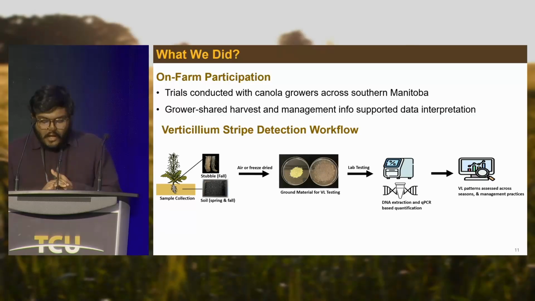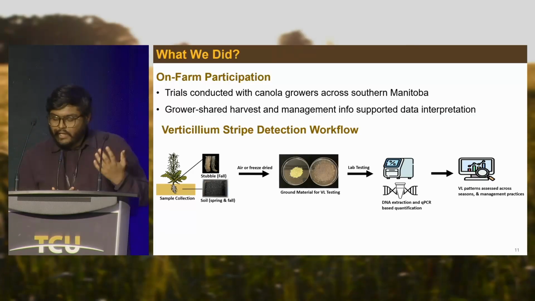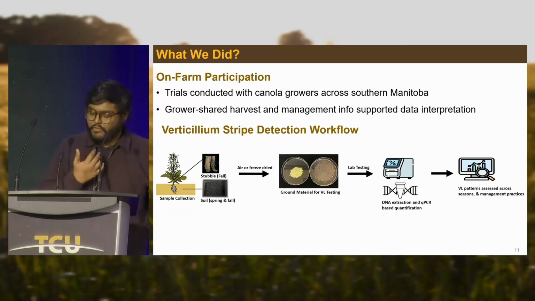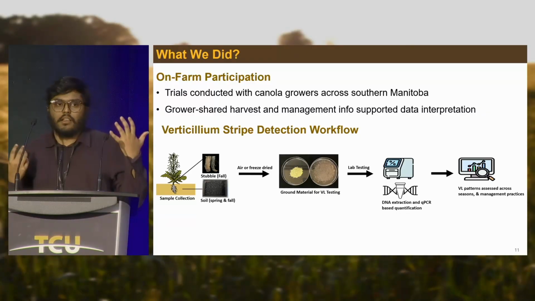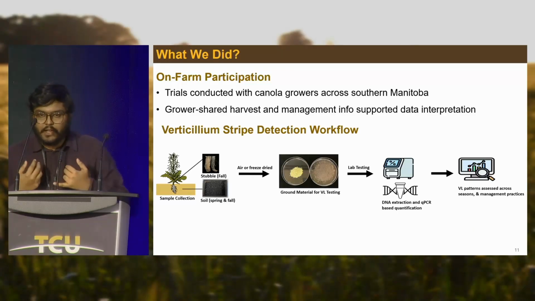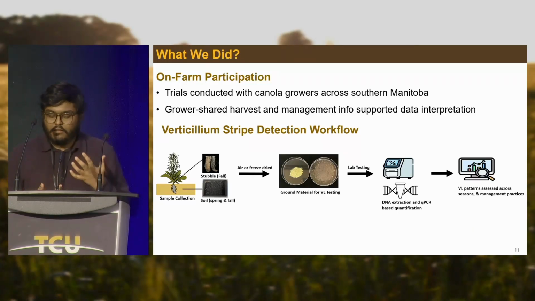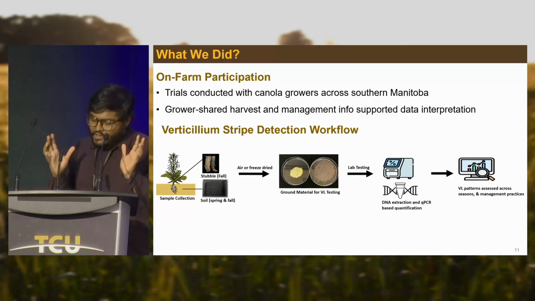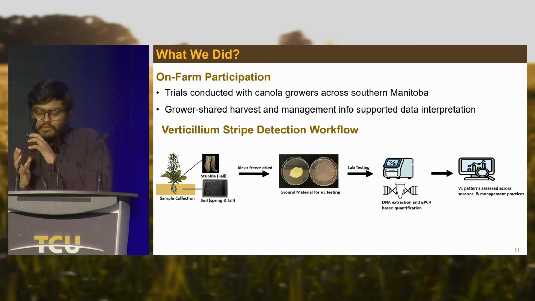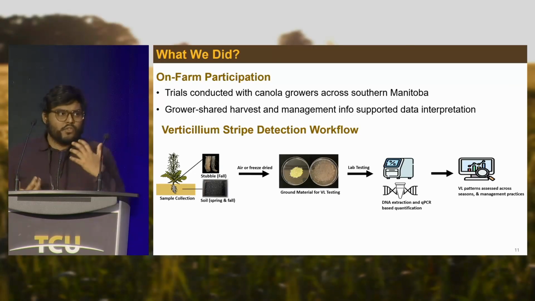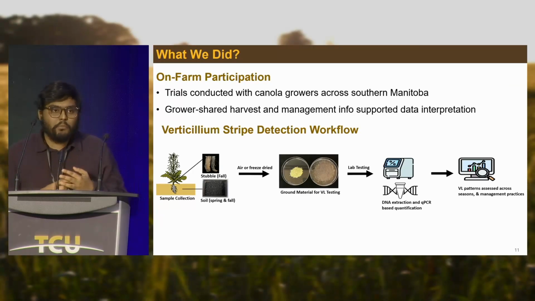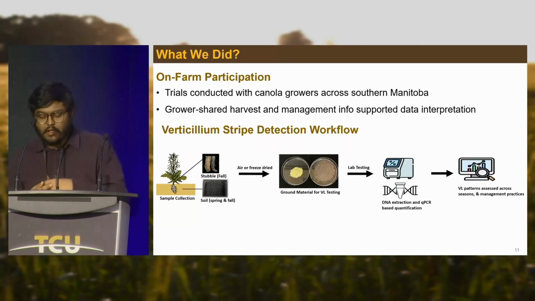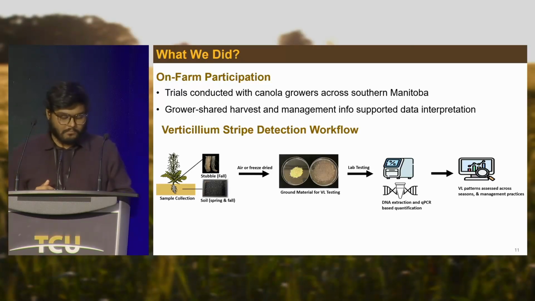Let's look at what we did first. The Manitoba Canola Growers Association collected soil and stubble samples from farms across Manitoba. Those samples we dried and then processed and tested each sample using qPCR, which is simply a DNA test to measure how much verticillium is present in each sample. Once we had those numbers, we compared the verticillium levels across season and management practices to see what patterns showed up.